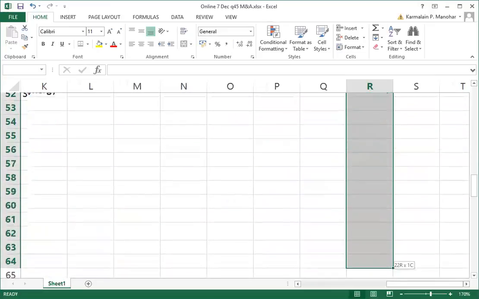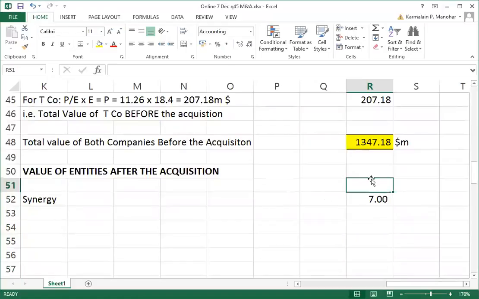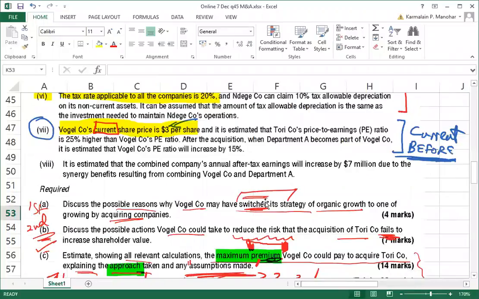As we have decided to work with 2 decimals, I could pull this whole column down and keep it in 2 decimals. So dollars, millions. So we have money from synergy to tally the total value after. Still rolling up from the last note, we have after the acquisition, when the department becomes part of Vocal, it's estimated that the PE will increase by 15%. How will that help us? If we have this new PE, what could we do with it?